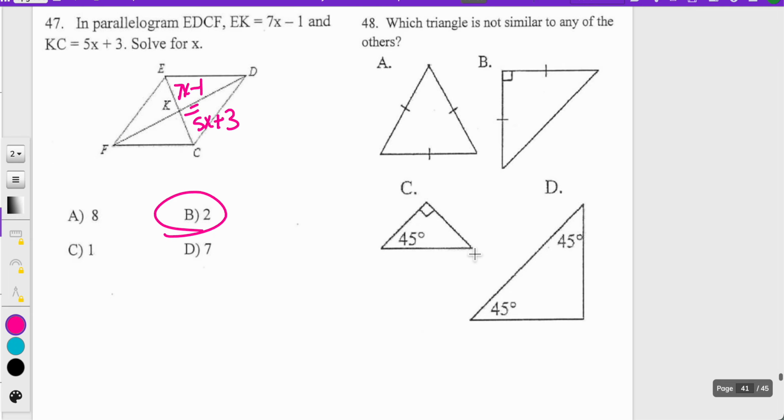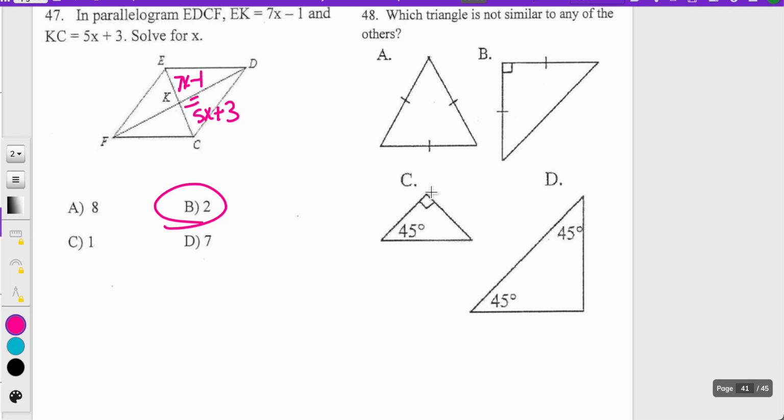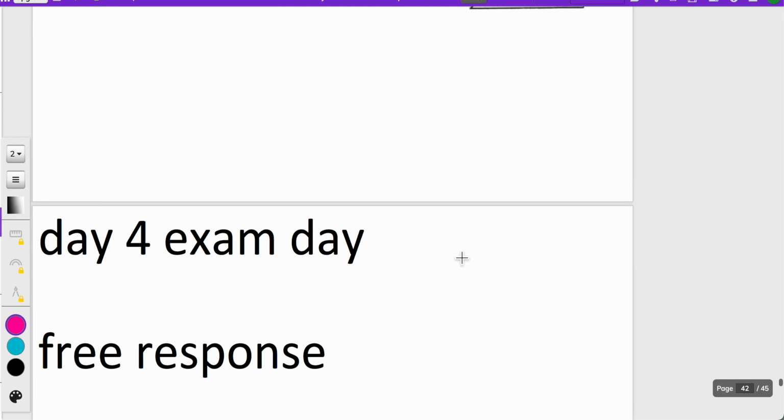48, which triangle is not similar to any of the others? We're going to choose option A because everything else looks like a 45, 45, 90.